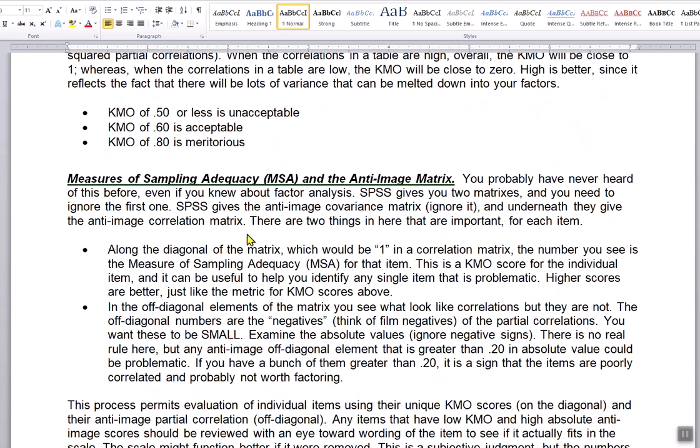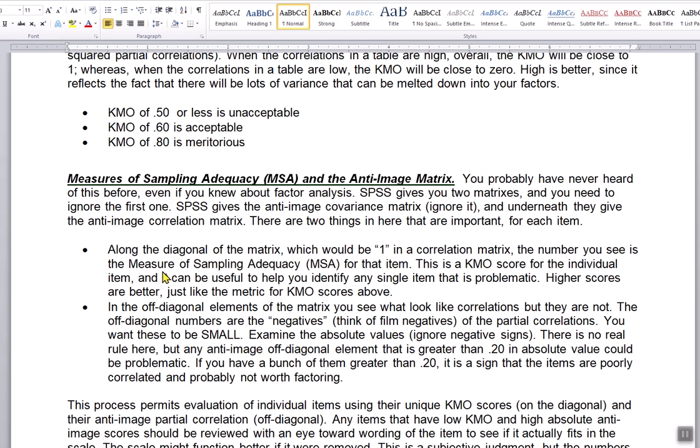Next, you have the sampling adequacy and the anti-image matrix. Probably you never heard of the anti-image matrix, but SPSS does it for you, so it's easy. In the anti-image matrix, and I'll show you how to do this in SPSS, when you look at the lower half of the anti-image matrix, the diagonal, which in a correlation matrix would be 1, is not 1 because it's a transformation of the correlations.